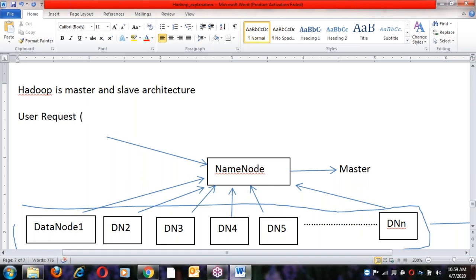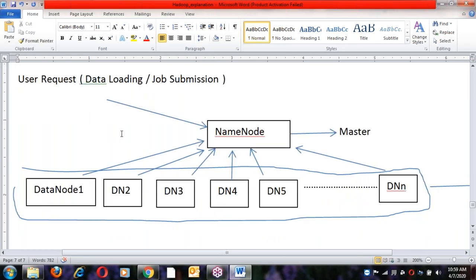There are two things here. One is data loading, another one is job submission. Only these two things in Hadoop. Either data loading or job submission request. So the user requests either data loading into the cluster, or job submission to the cluster, and every request goes to the name node.